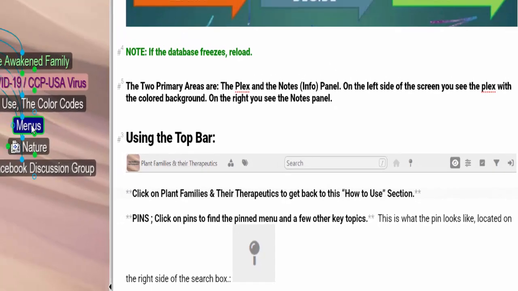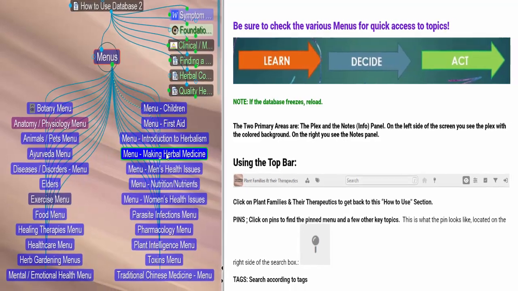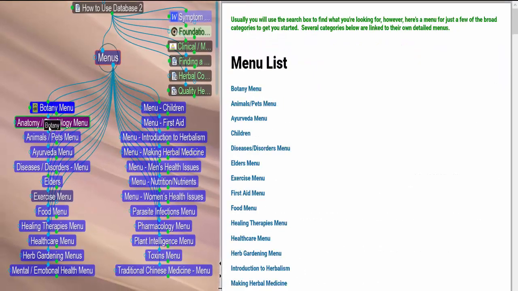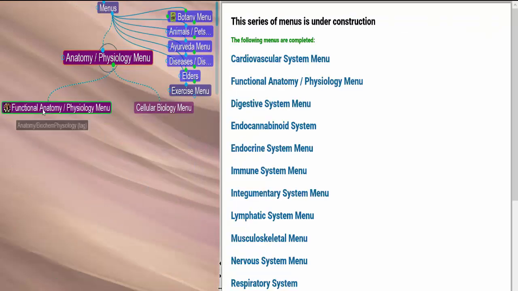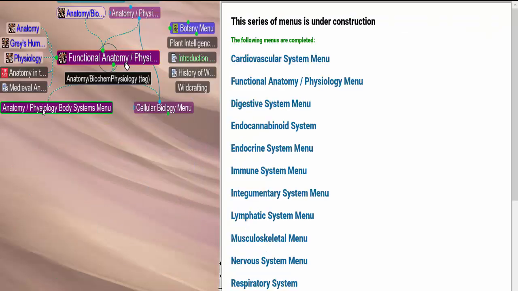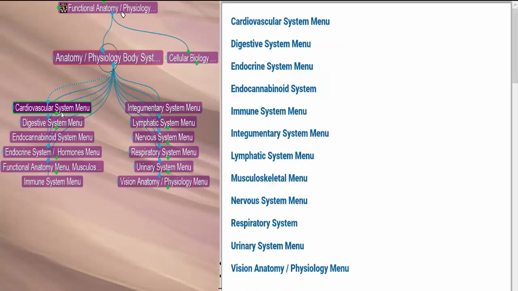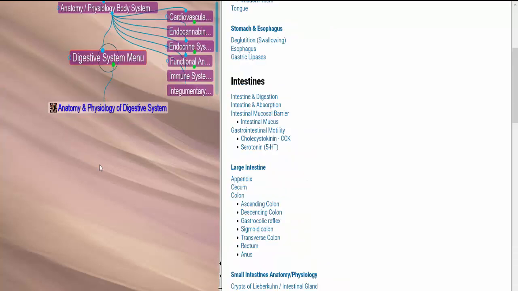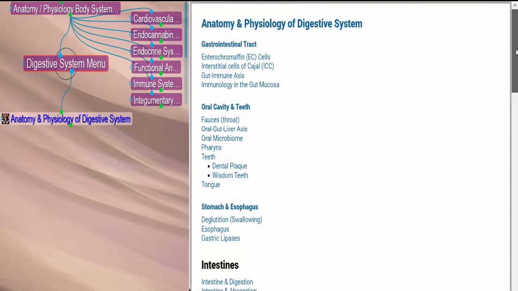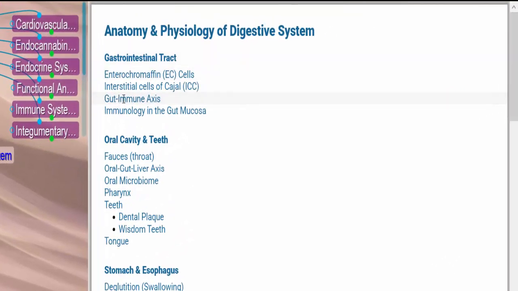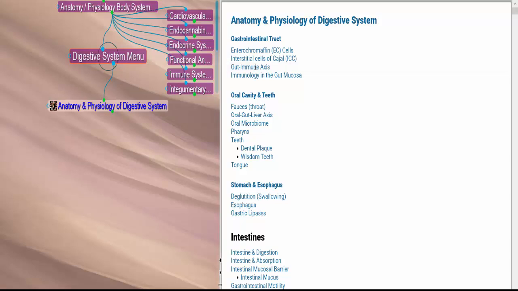So if we click on menus, you'll see one that says Anatomy Physiology. We want Functional Anatomy. And we're going to go to the Body Systems. Then the Digestive System menu. And over on the right, let me scroll up a little bit here, you'll see Gut Immune Axis. So let's click on that.